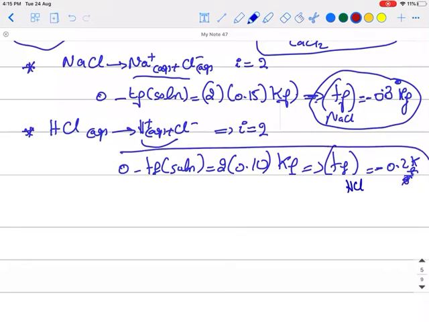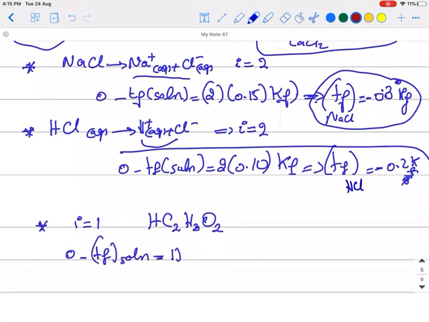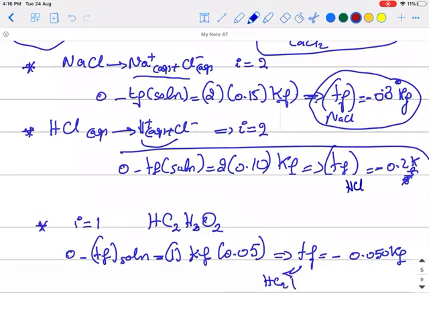Similarly, I will find for the other one, which is HC2H3O2, the acetic acid. So acetic acid is a molecule, so i equals 1. So 0 minus Tf of the solution equals 1 times Kf, and its molality 0.05. So Tf of the solution equals negative 0.05 Kf, and this is for acetic acid.